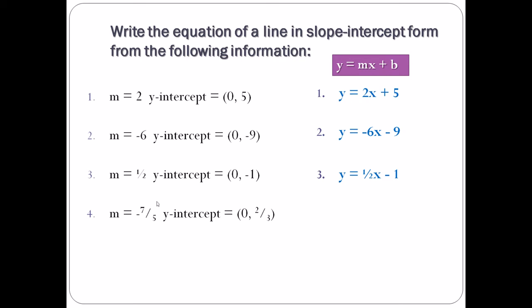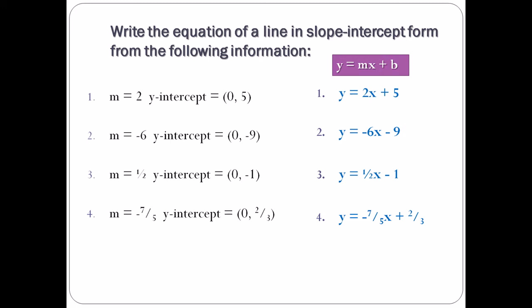Last one, number 4. It's okay that they're fractions because we still are going to write number 4. Y equals, let's put our slope in, negative 7/5, then an x, plus 2/3. Why? Because the 2/3 was positive. So not only can you read equations in slope-intercept form, you can write them. If someone gave you the slope, the y-intercept, you're set.